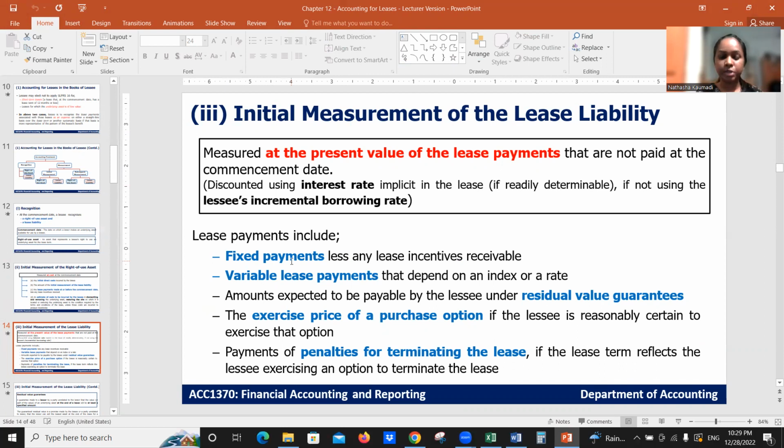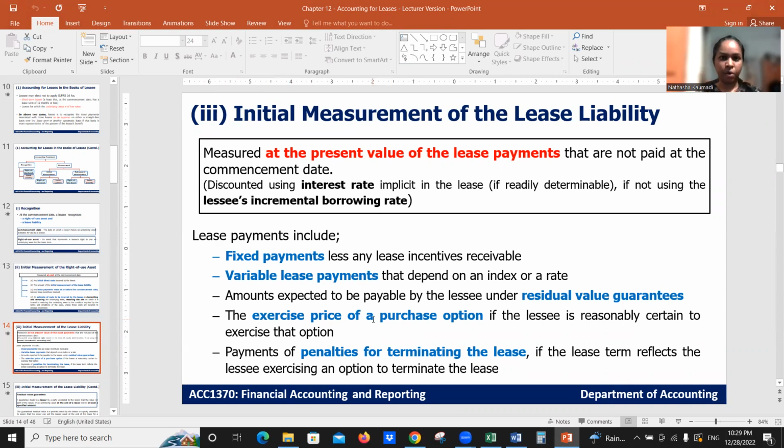It is clearly mentioned. Lease payments include these 5 things. Fixed payments means a fixed amount that we pay during the lease period, or variable lease payments, where it may not be the same amount but a variable amount in the payments. I'm the lessee, I'm paying now.